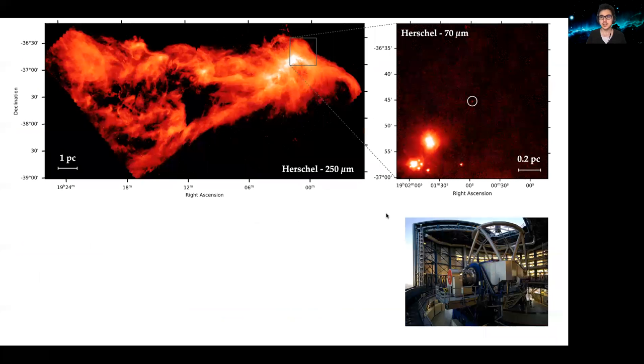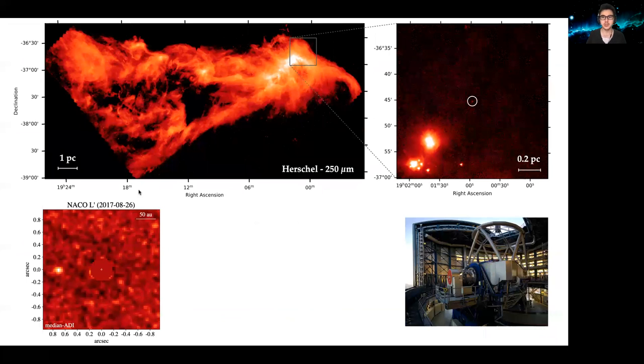So we pointed at this system using the Very Large Telescope, and we first carried out observations using the NACO instrument at thermal infrared wavelengths, and we modeled and subtracted the emission from the star using angular differential imaging. Once we do that, we are left with a point source at about 0.7 arcseconds from the star, which corresponds to about 100 AU physical separation.